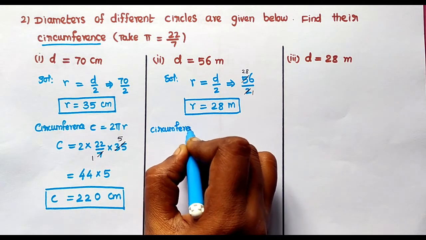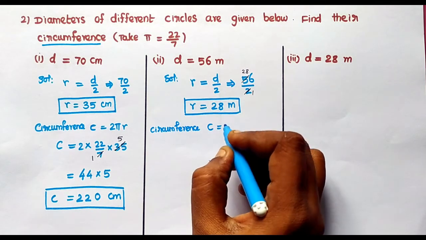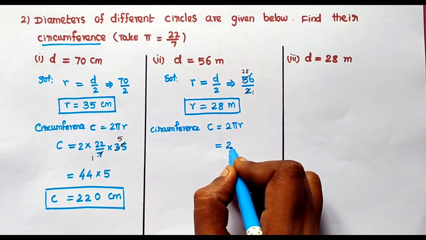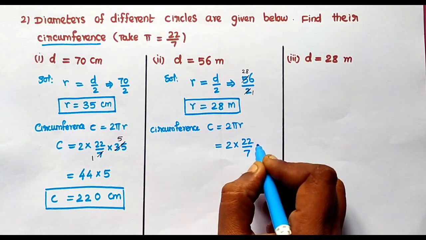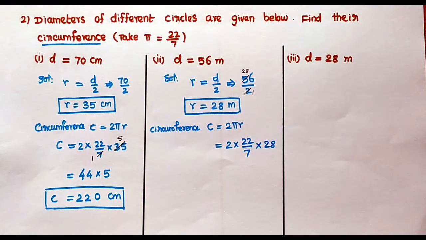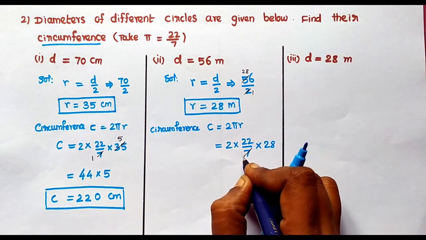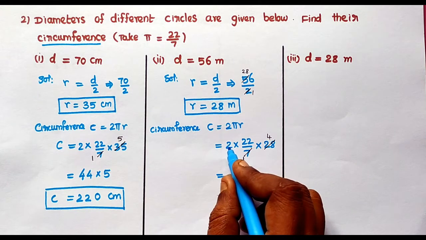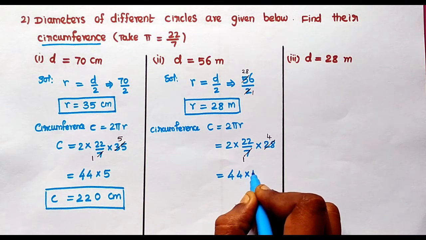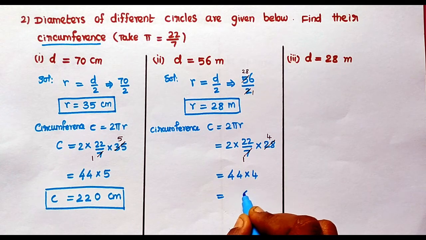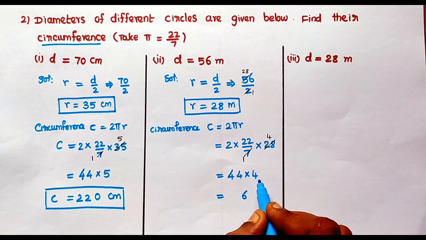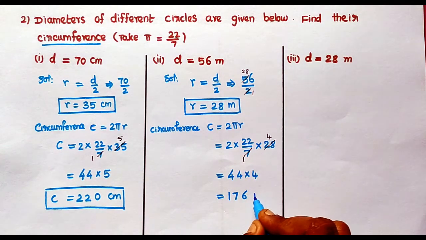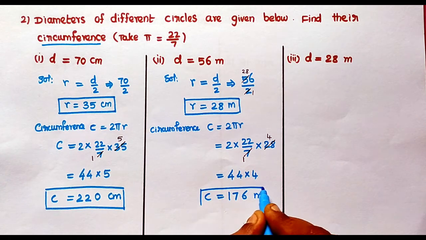Write down the formula in every sum, then only you can remember that. 2 pi r. So equal to 2 into pi is 22 by 7 into r is 28. Now we can cancel this number. 1 7 is 7, 4 7s are 28. So 44 into 4. 4 4s are 16, balance 1. Again 4 4s are 16 plus 1, 17. So 176 meter. That is the circumference.